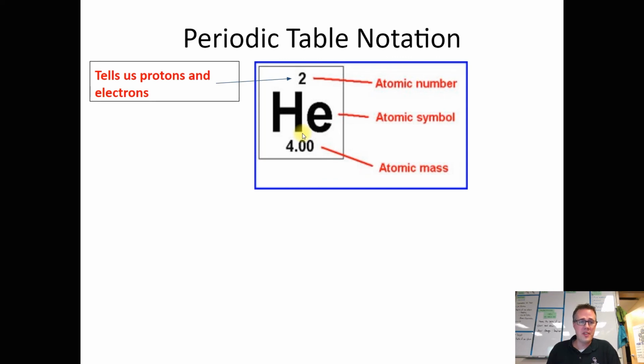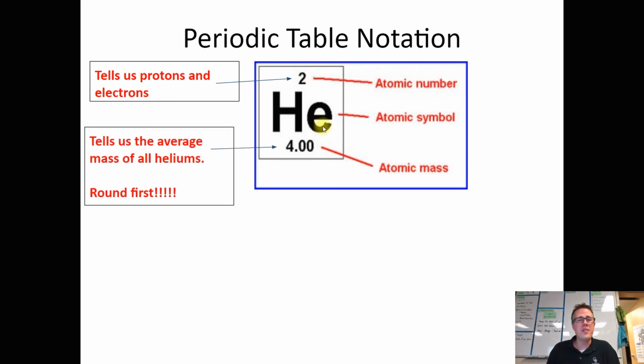So the top number still tells us the protons and the electrons, because if it's helium, it's got 2 protons. That's what defines helium. But the number on the bottom tells us the average. So some heliums are a little heavier because they have extra neutrons. Some are a little lighter because they might be missing one. But if you were to take a sample of helium and take the average, this is what you would get. That's the number on the bottom of the periodic table.